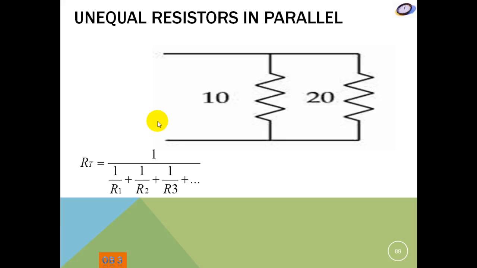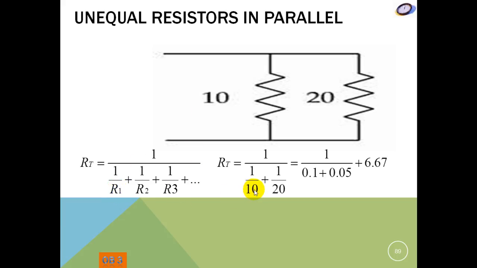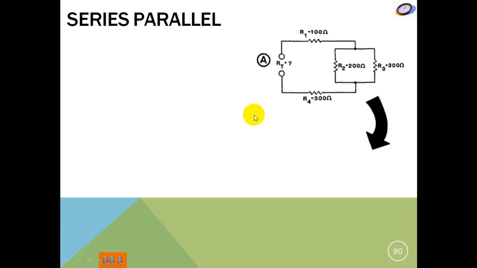You can also use the reciprocal, 1 over R1, R2, R3, and so on. And you get the same value if you plug it in this way instead of product over the sum. Sometimes product over the sum is easier, certainly in this particular case. But you can use the reciprocal, especially when you have multiple resistors.